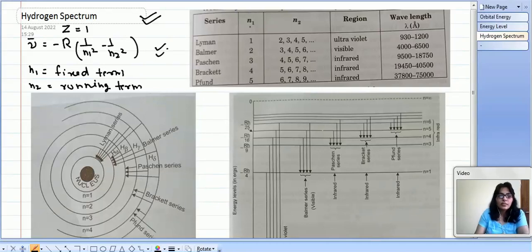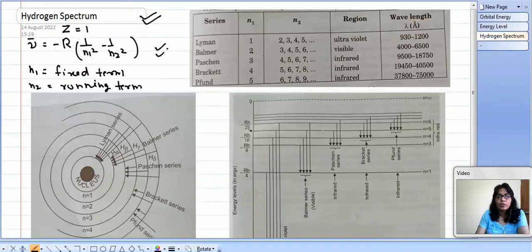So let us see the same thing written in this table. n1 means the fixed term, the lower term. For the Lyman series it is 1, and then the running term n2 is 2, 3, 4, 5. The corresponding frequency will be in the region of ultraviolet, with the wavelength 930 to 1200 angstrom. All these are clearly written in this table.